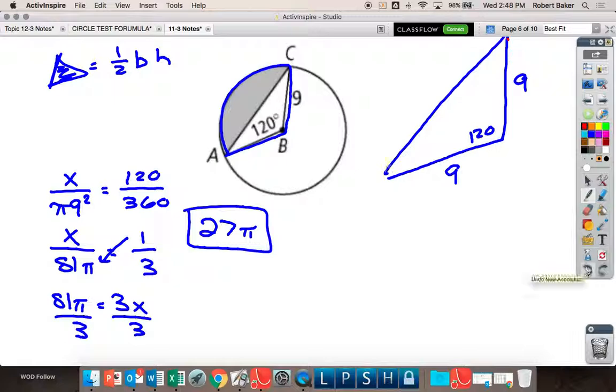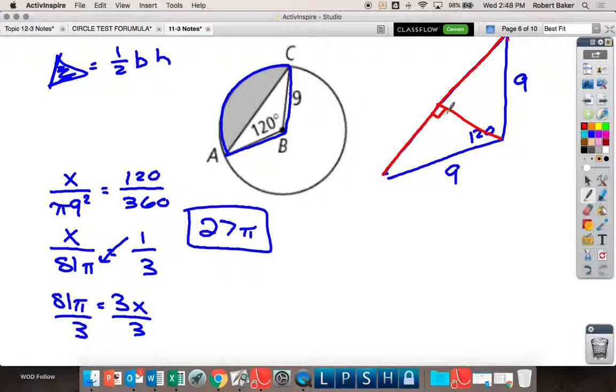I would use this as the base and put my height right here. Most of you guys are more comfortable with that. Okay, so did that help you at all?